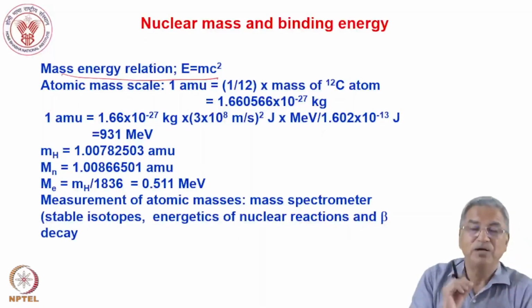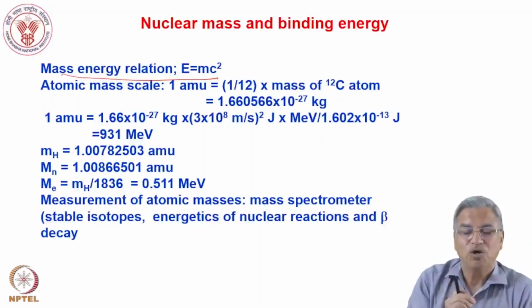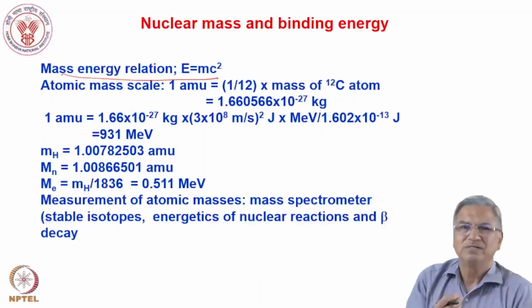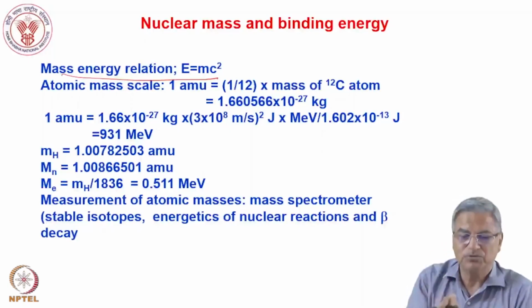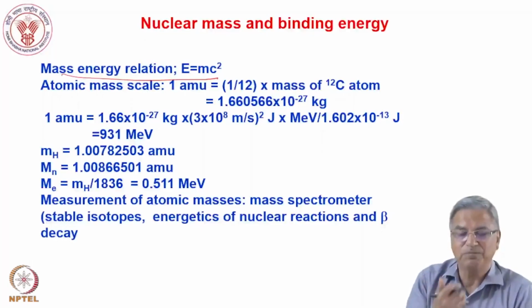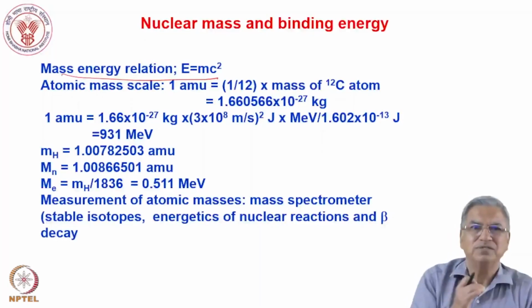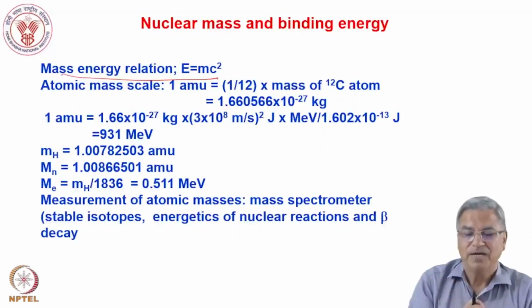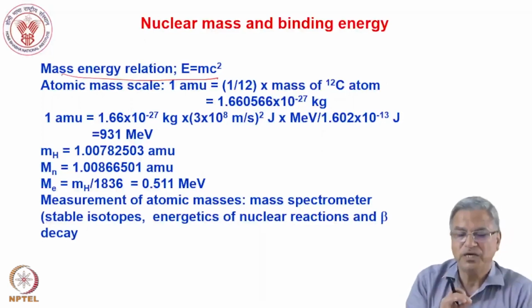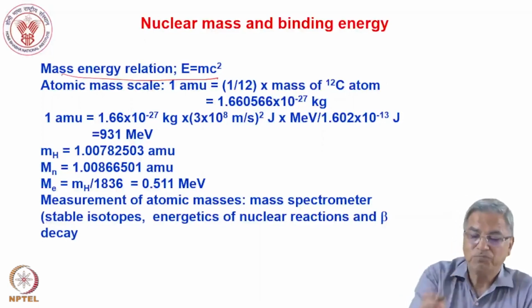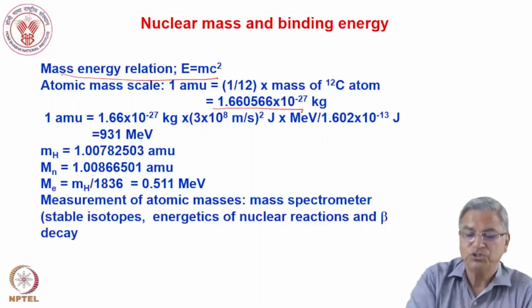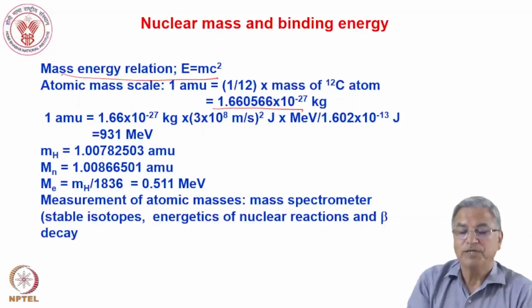Like if you burn one atomic mass unit, how much energy will you get? The nuclear masses are written in terms of atomic mass units. There is a scale called the carbon 12 scale. That means the mass of the carbon 12 atom is exactly 12.0000. Using this information, you can find out that one atomic mass unit equals 1.660566 into 10 to the power minus 27 kilogram.